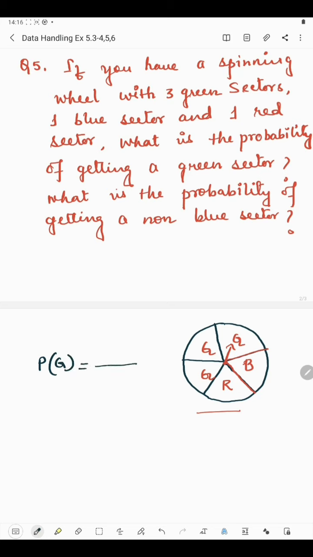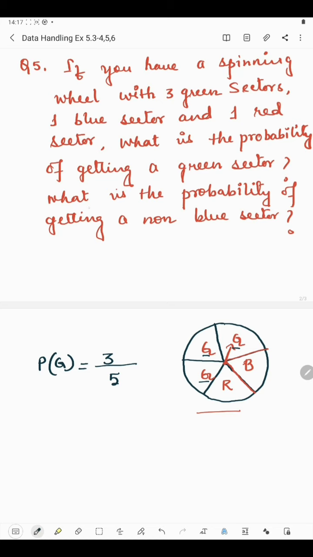Now to find this, we need to find the total number of outcomes, and here total sectors are 5. So the total number of sectors will be the total outcomes. Since 5 sectors are there, outcomes will be 5. Now as G is mentioned on 3 sectors, the probability of getting a green sector will be 3 by 5. 3 is the favorable outcome and 5 is the total possible outcome. All total we have 5 sectors, so 5 is written in the denominator, and out of 5 sectors G is mentioned only on 3 sectors, so it will be 3 by 5.